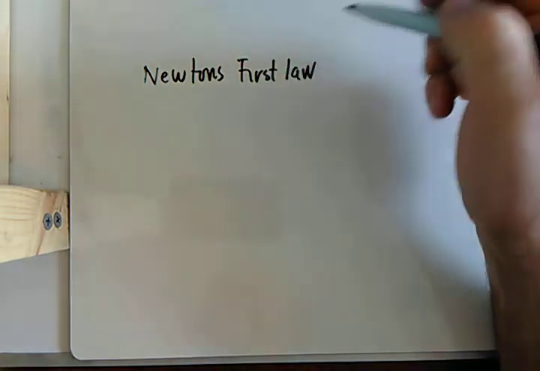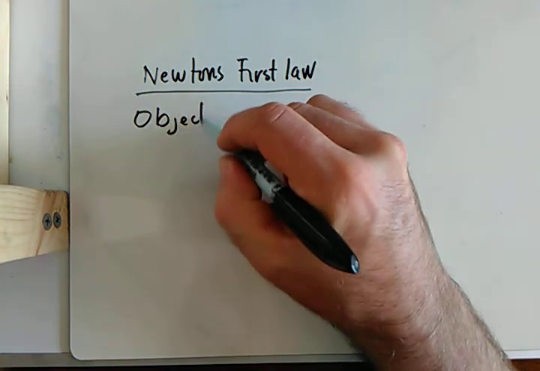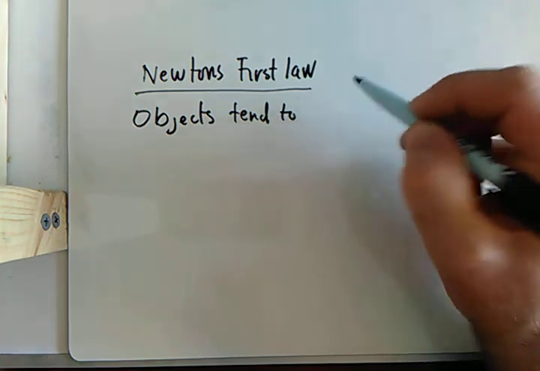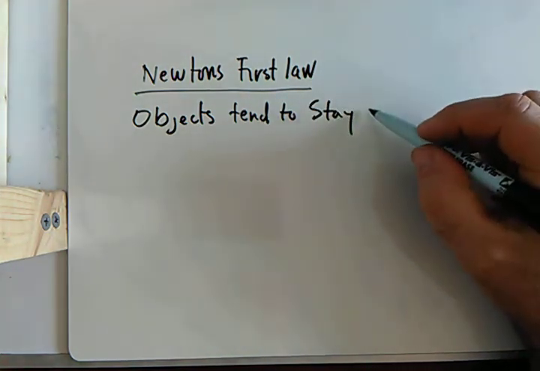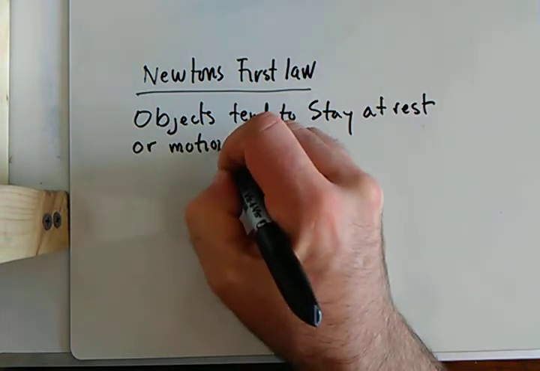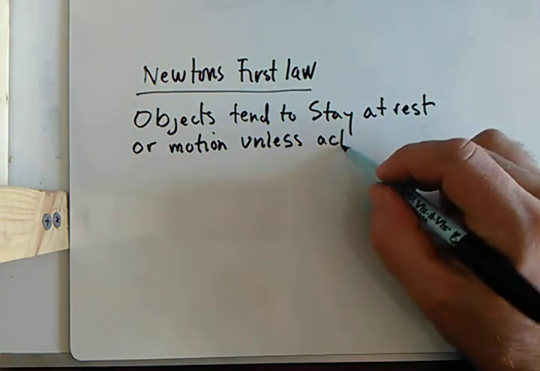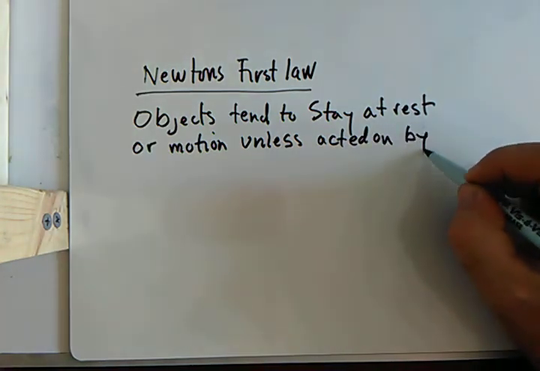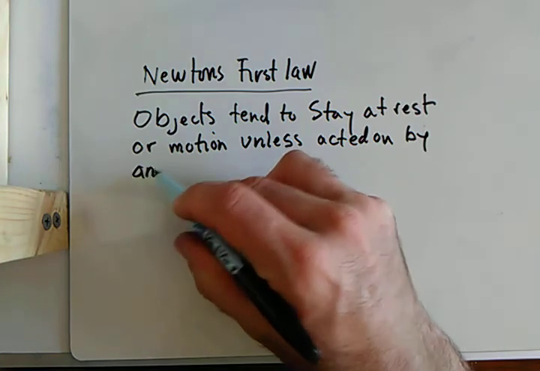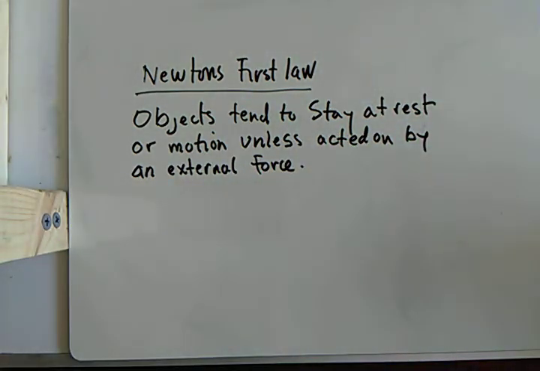Newton's first law. What he said was that, and I'll write it down for you, objects tend to stay at rest or motion unless acted on by an external force. So in other words, an object maintains its velocity unless acted upon by a non-zero net force.